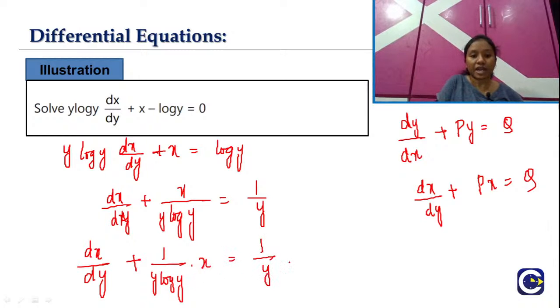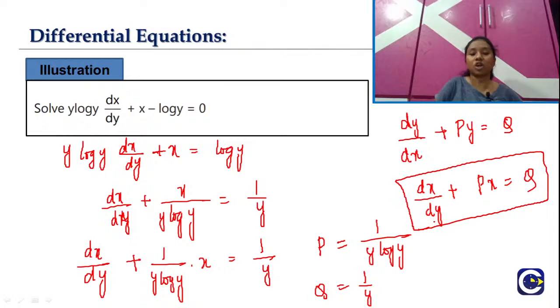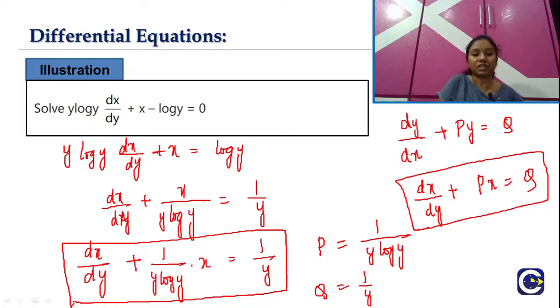So now you can identify from here what is p. So p is equal to 1 by y log y and q is equal to 1 by y. So now we can say p and q are nothing but functions in variable y. So p and q can be constants, or else they can be functions in variable y. So now this will be our linear differential equation here after the rearrangement.